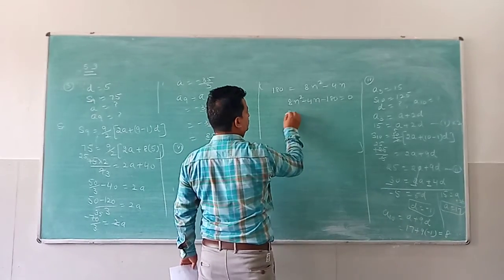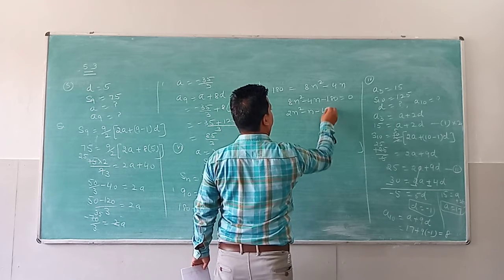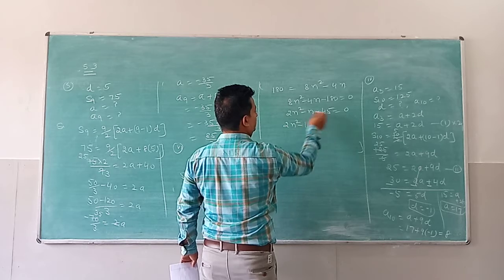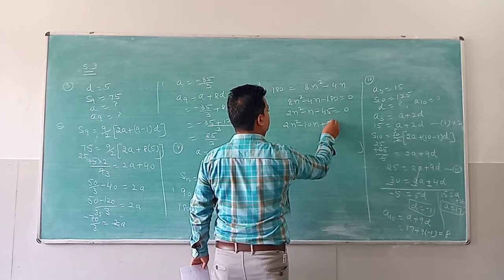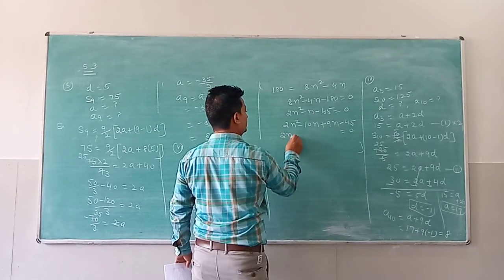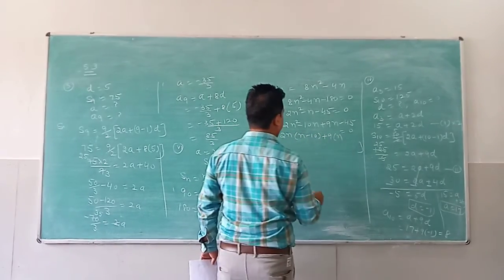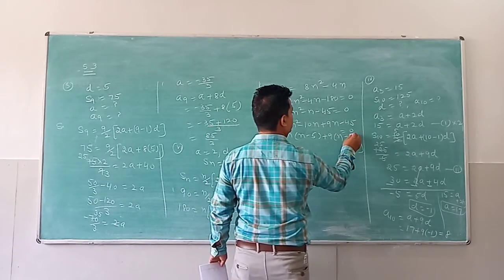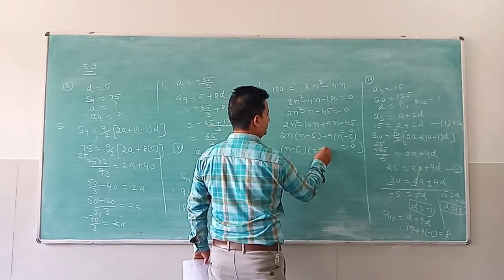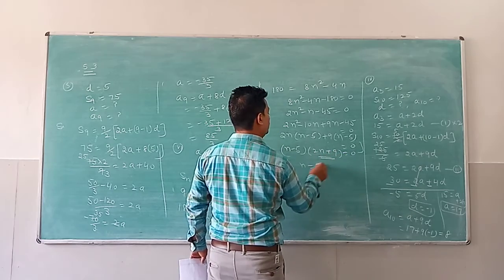When we divide this equation by 4, this is 2n squared minus n minus 45, and factorize this. 2 into 45 is 90. So this is 10n minus 9n. 2n squared plus 9n minus 10n minus 45. When we take n common, 2n plus 9; when we take 5 common, 2n plus 9. So (n minus 5)(2n plus 9). But n cannot be a fraction or negative. So n is equal to 5.